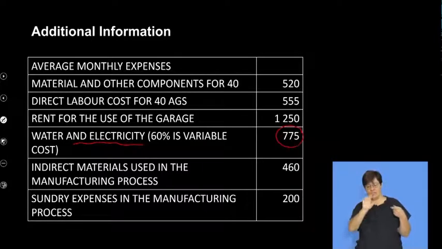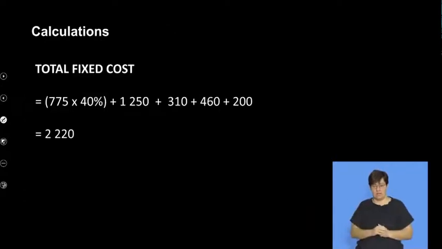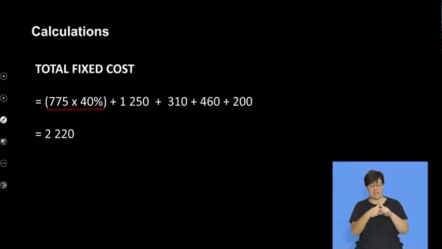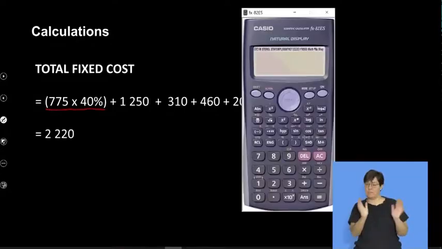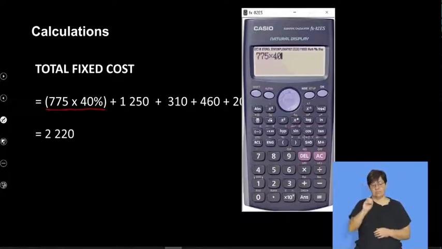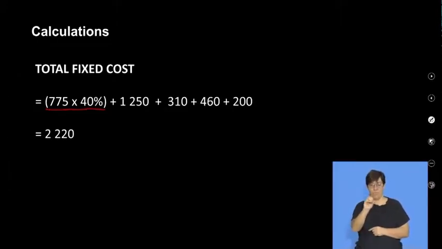775, however, they're telling you 60% of it is your variable. So immediately you go here and you say 775 times the 40%. So obviously, let's do that calculation. 775 times the 40% will give me a figure of 310. So that's my 310 there, right?